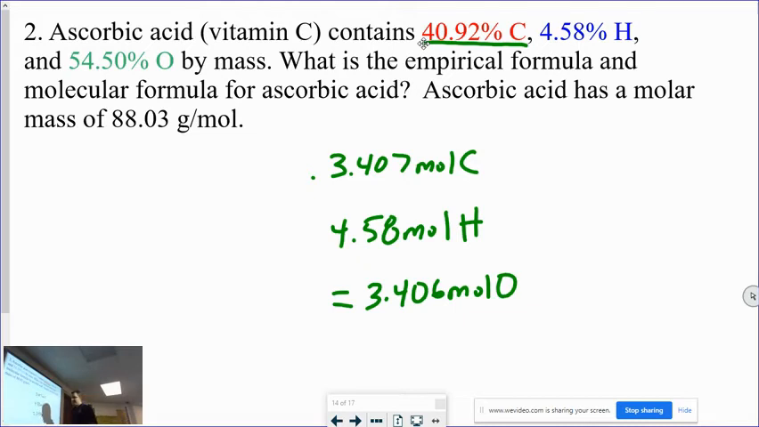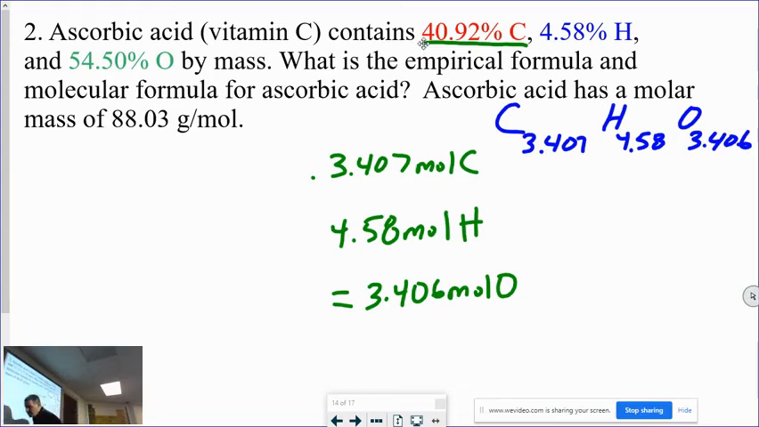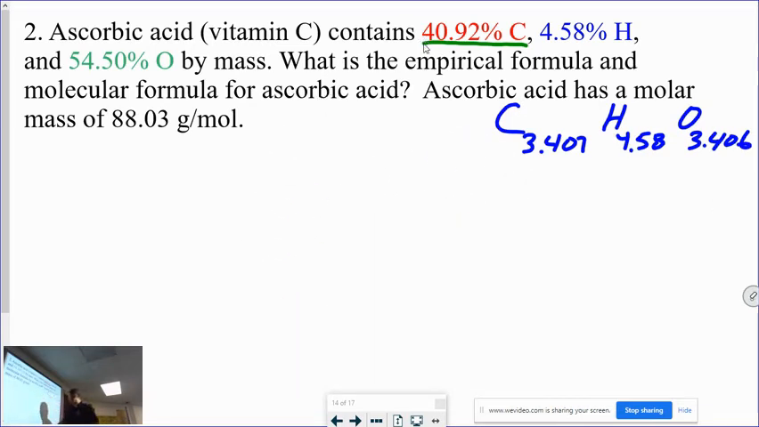Step 2 says make mole ratios. So I take this carbon and I give it the subscript that I just calculated, 3.407. Take the hydrogen and I give it its subscript, 4.58. And I take the oxygen and I give it its subscript, 3.406. Okay? So this is number 3. I'm going to erase this, get it out of my way.